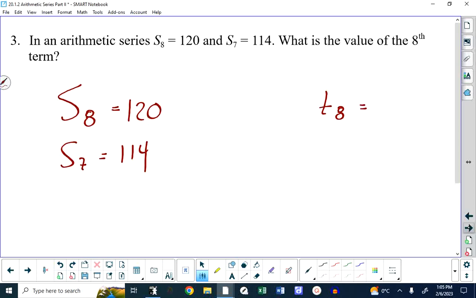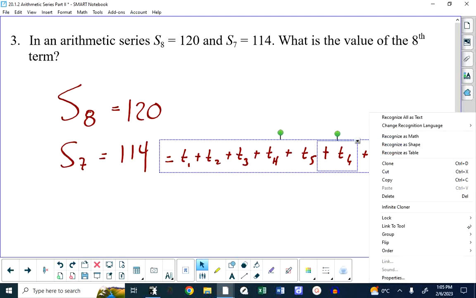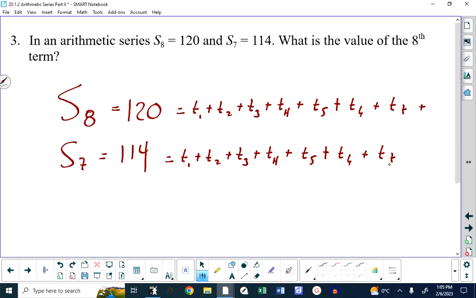Listen, 114 is what you get if you take the first term plus the second term plus the third term plus the fourth term plus the 5th term, plus the 6th term, plus the 7th term. 120 is what you get when you add those 8 terms together.